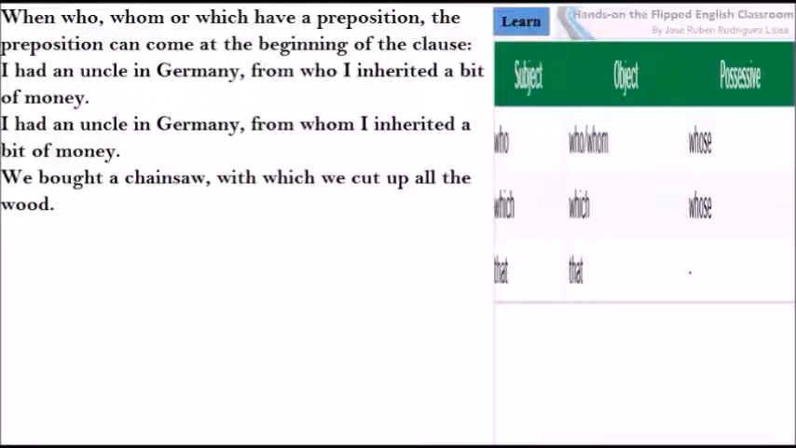When who, whom or which have a preposition, the preposition can come at the beginning of the clause. I had an uncle in Germany, from whom I inherited a bit of money. We bought a chainsaw, with which we cut up all the wood.